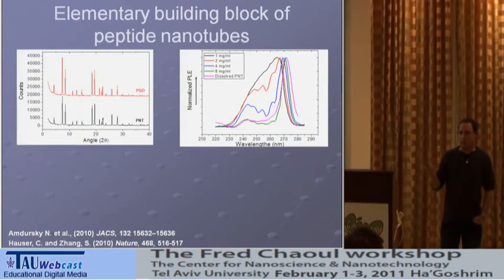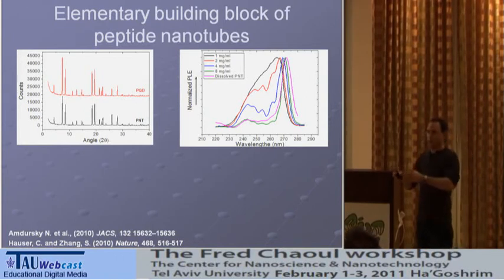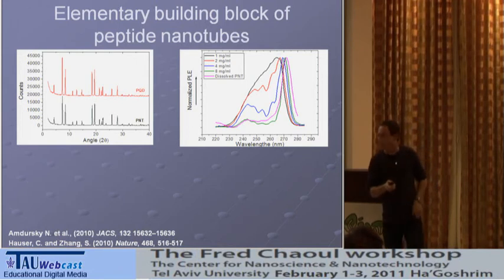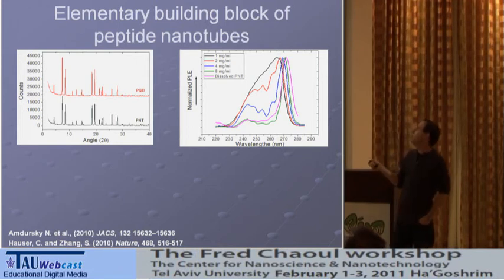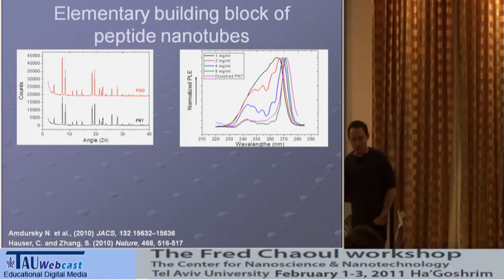So how do I know that these dots are quantum dots? Because they have the same crystal structures. I ran XRD, one for the quantum dot solution and one for the peptide nanotube solution, and I received an identical X-ray pattern. Also, the PLE of the dots at high concentration and the PLE of the dissolved peptide nanotubes are the same. So I'm quite sure that those structures are actually the elementary quantum dot structure of the peptide nanotubes.